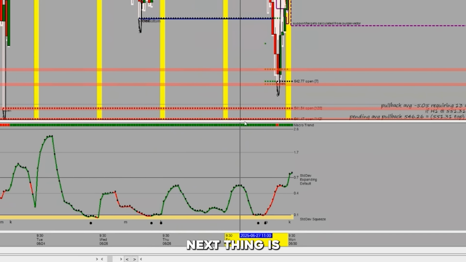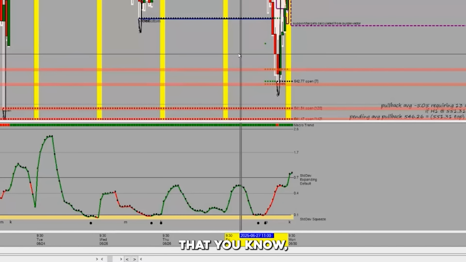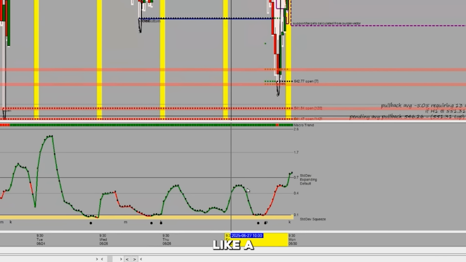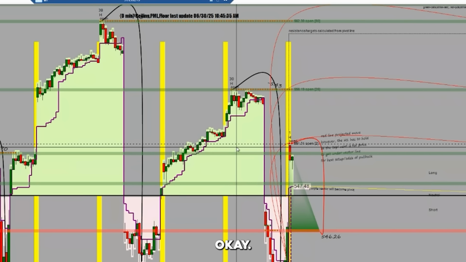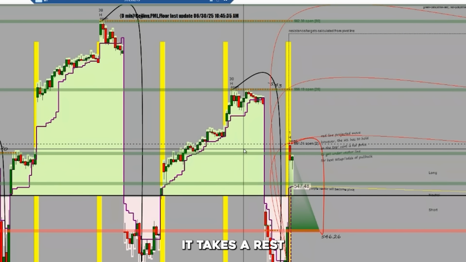The next thing is when you see it trying to form a curvature here, trying to reverse, that means the volatility can decrease here. It's telling you that price is tired of a high volatility move, so it's going to take a rest here. Rest till when? Till the price gets into the squeeze, and then it's going to move again. When it's expanding to the downside, it takes a rest.